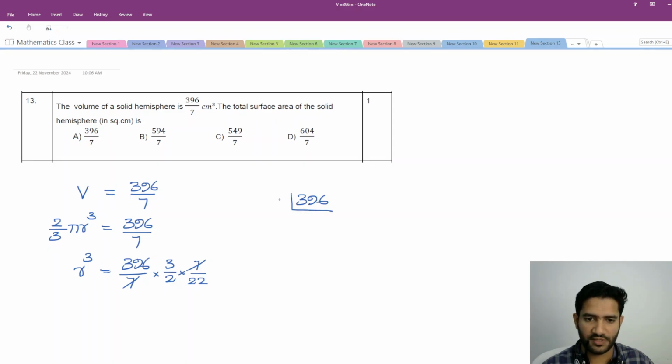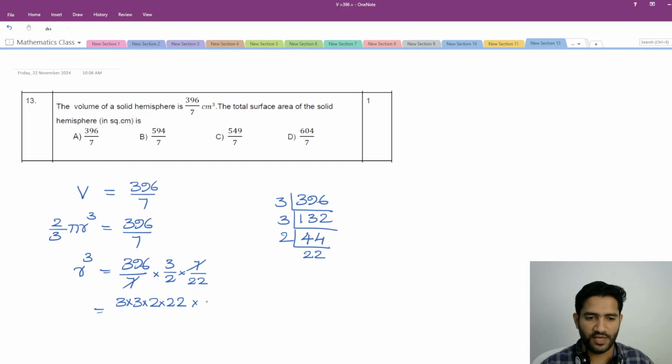What is the prime factorization of 396? 1 plus 3 plus 2 is 6, so again we can divide by 3. That gives 132, then 44. We can divide by 2, giving 22. So 22 and 2 is there. So we can factorize 396 as 3 into 3 into 2 into 22.